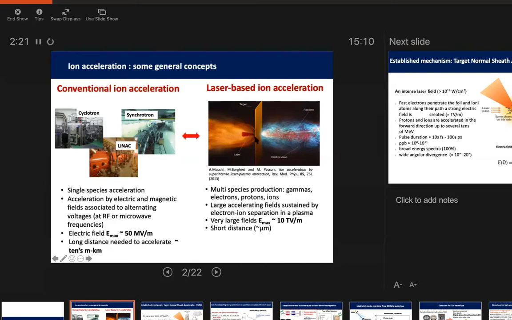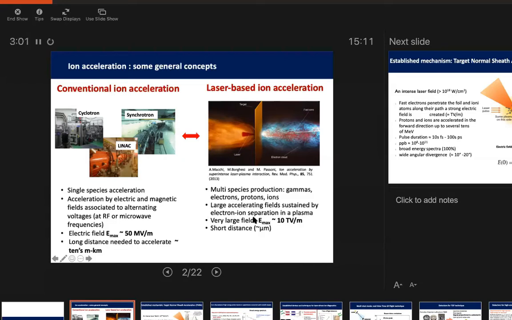This is due to the formation of a plasma state on the target, and you get not only a single species, but you can produce different kinds of particles: gammas, X-rays, but also electrons, protons, and ions. So in a single interaction, you can have different kinds of particles. Moreover, in the area of the surface, a very strong electric field is created, which is higher than 10 teravolt per meter, so it's very huge.